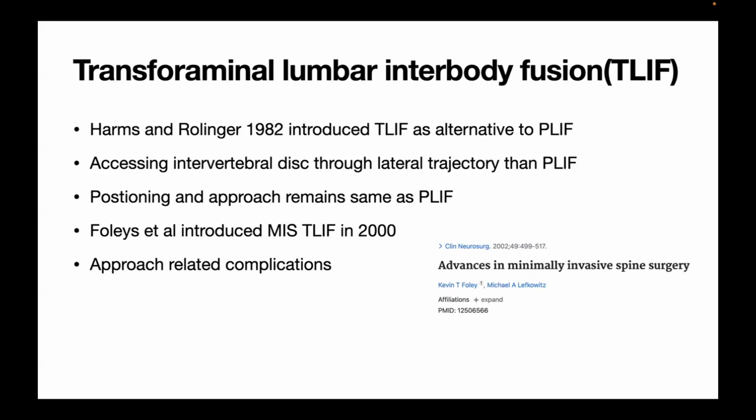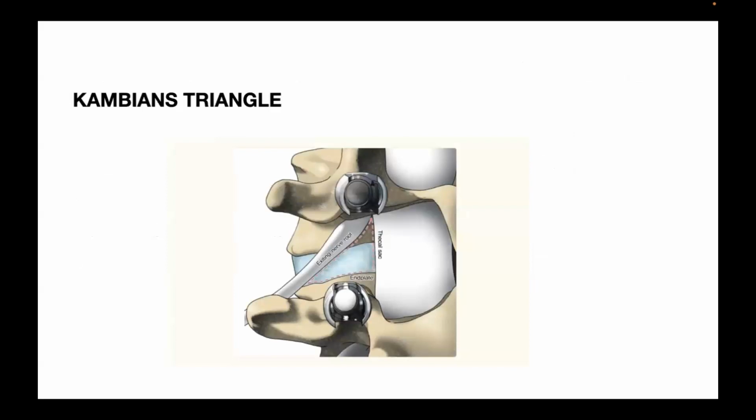Foley et al. introduced the minimally invasive technique for TLIF in 2000, mainly to reduce the approach-related complications of the conventional posterior approach. This is Kambin's triangle. Kambin's triangle is a safe transforaminal corridor to the intervertebral disc, which is bordered by the thecal sac medially, inferiorly by the upper plate of the lower vertebra's end plate, and laterally by the exiting nerve root.